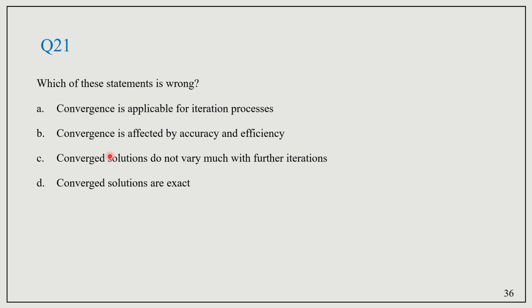And the last one, converged solutions are exact. Actually it will be closer to the exact solution of the partial differential equations, but it won't be exactly the exact solution. It will be as close as possible to the exact solution of the partial differential equation, but it won't be the exact solution. So option D is the answer. That is, converged solutions won't be exact solutions. It will be closer to the exact solutions, and very small variations will be there.